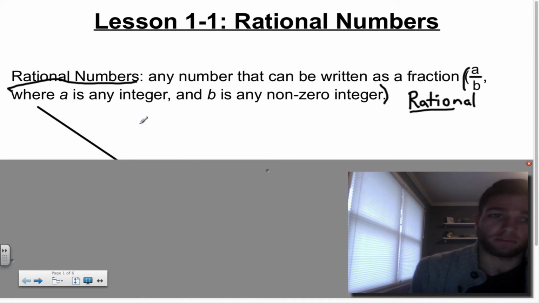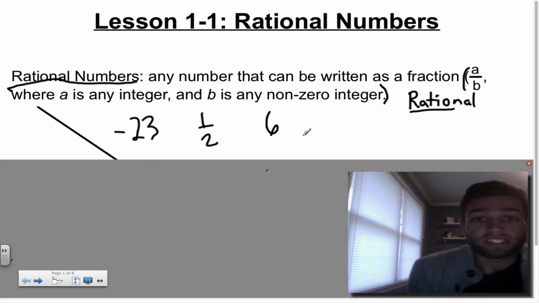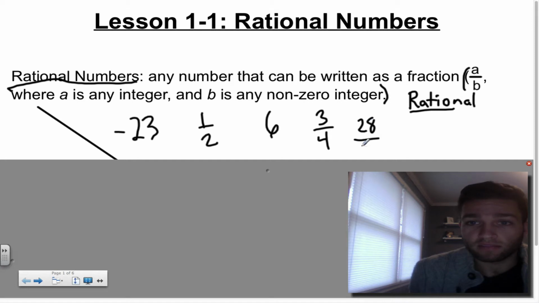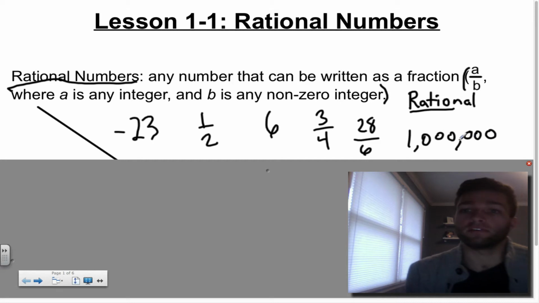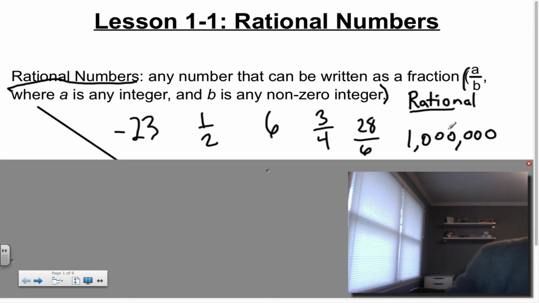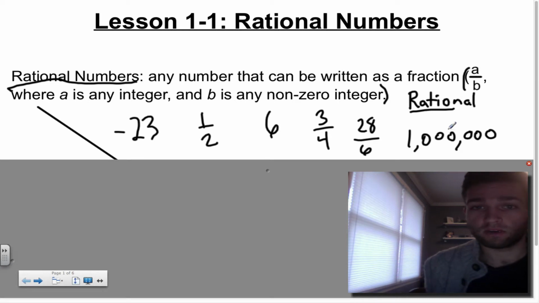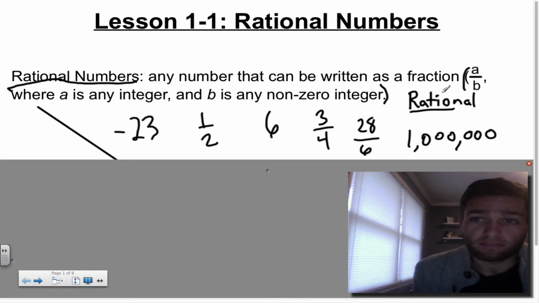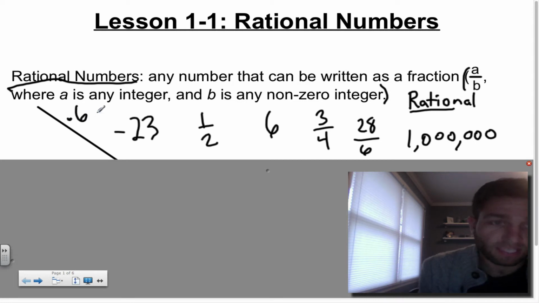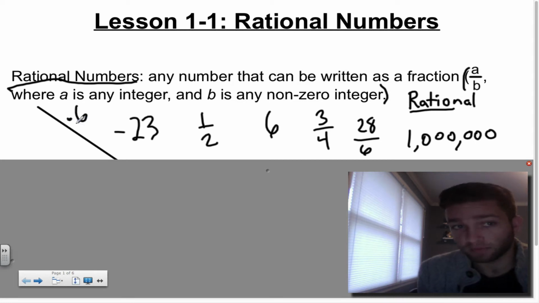So quickly, just some examples of rational numbers: negative 23 or 1/2, 6, 3/4, 28 sixths, a million, whatever. These are all rational numbers, and the reason is you can write them as a fraction, all of them, whether they're already written as a fraction or not. And it follows these stipulations, all right? Of course, you could also have like 6/10. That's a rational number. You can write that as a fraction.